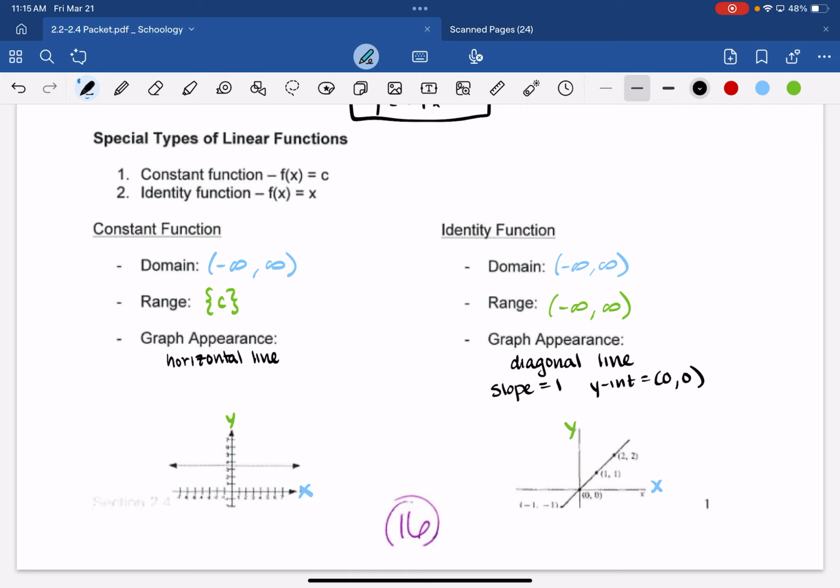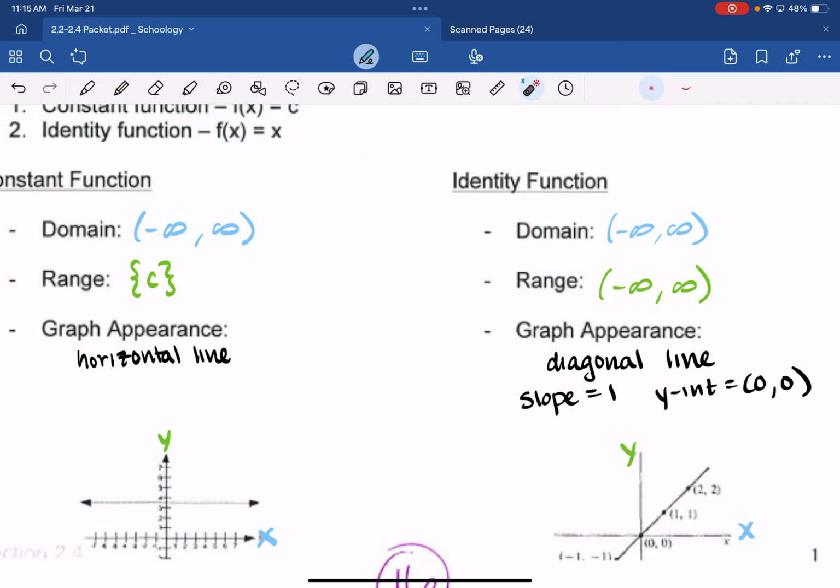Okay, so these are going to be some information you want to write down. My constant. You guys have all seen this before. This is that straight horizontal line. My domain for that is going to be negative infinity to infinity because I'm going forever and ever in both directions. My range is the difference here. My range is only one number. It's whatever that constant is. And its graph appearance is that horizontal line. Oh, I know that's a little small to see. Let me zoom in a little more.